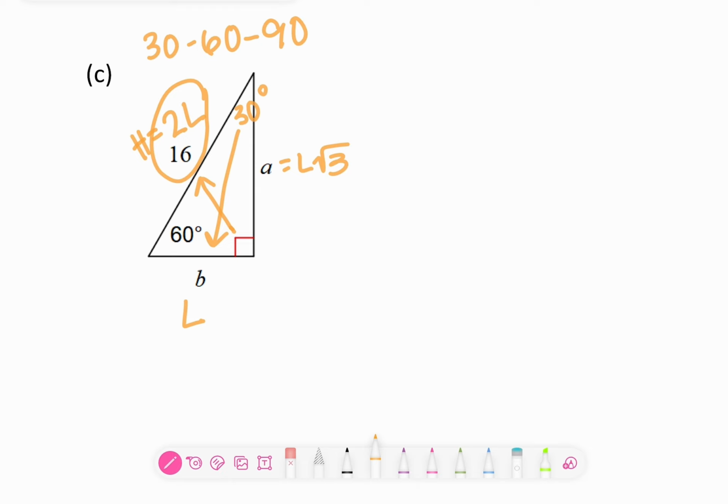So we can create a very simple equation here. So our equation looks like this. 2L equals 16, right? And then if that's true, to solve for L, I just divide both sides by 2, and I get that L is equal to 8.